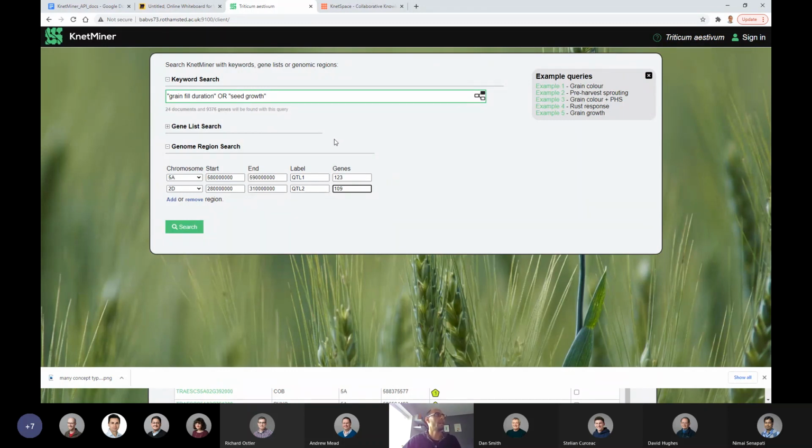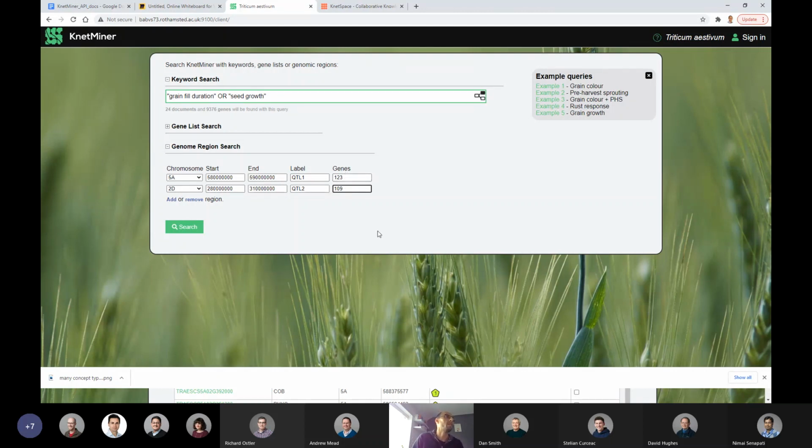So in this case, I'm going to analyze a QTL about grain fill duration, and I'm going to use the keywords grain fill duration or seed growth. I have identified in my QTL analysis two strong QTLs, one on chromosome 5A and one on chromosome 2D. One has 123 genes, the other one has 109 genes.